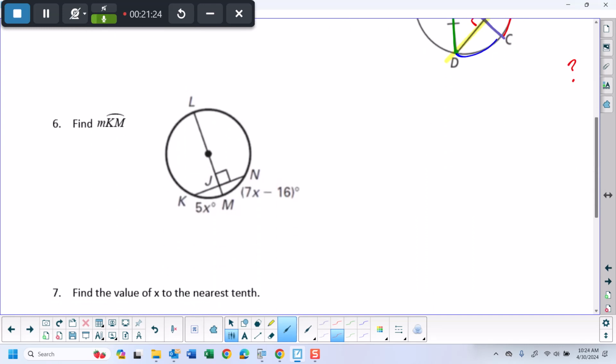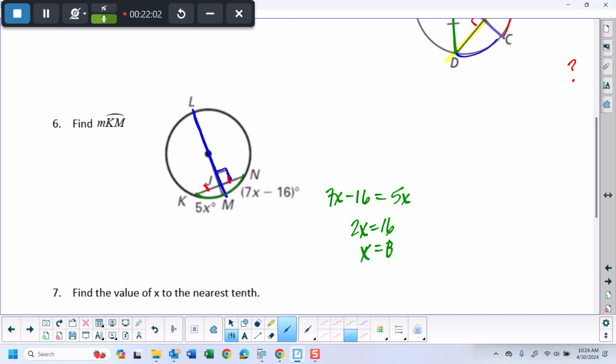This one I know for sure. Diameter perpendicular, therefore it's bisected. If I want to find the measure of arc KM, I know that this is a diameter. I know that this is perpendicular, so therefore I know that these are bisected. So then I know that this arc here is also bisected. So 7x minus 16 is going to be equal to 5x. So 2x is equal to 16, x is equal to 8.